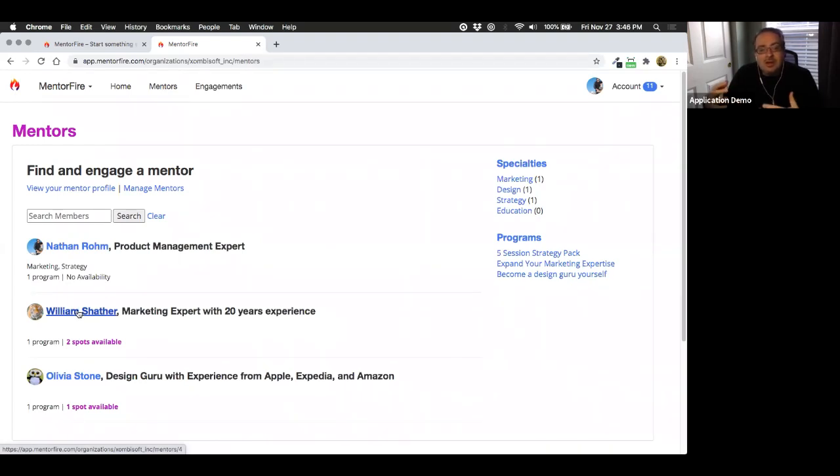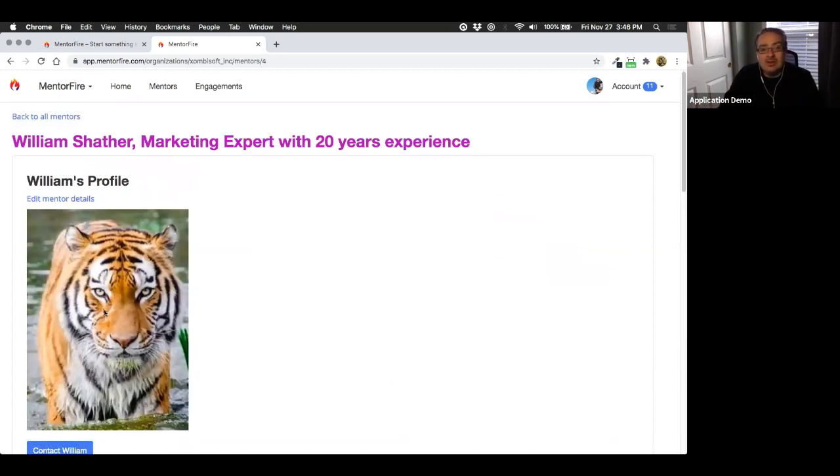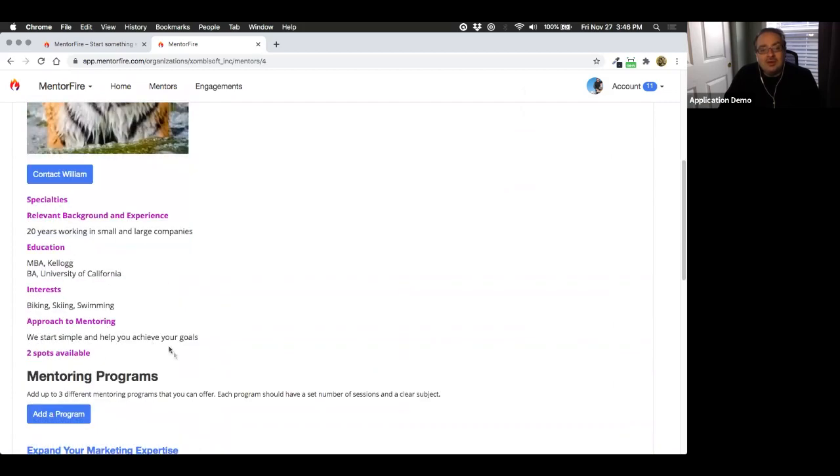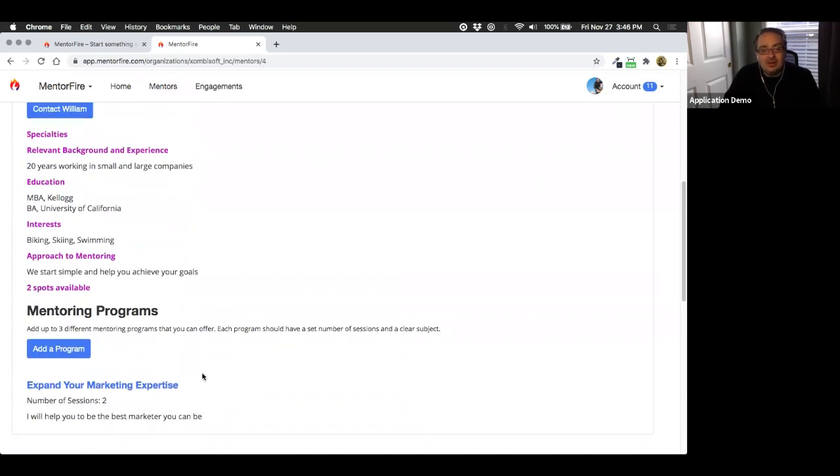MentorFire really tries to accentuate the idea that there are limited programs that each mentor can provide that include a number of sessions, high-level goals, and a start and end point to the mentoring relationship. We provide that transparency, which really helps people understand what they're getting into and what's expected of them.